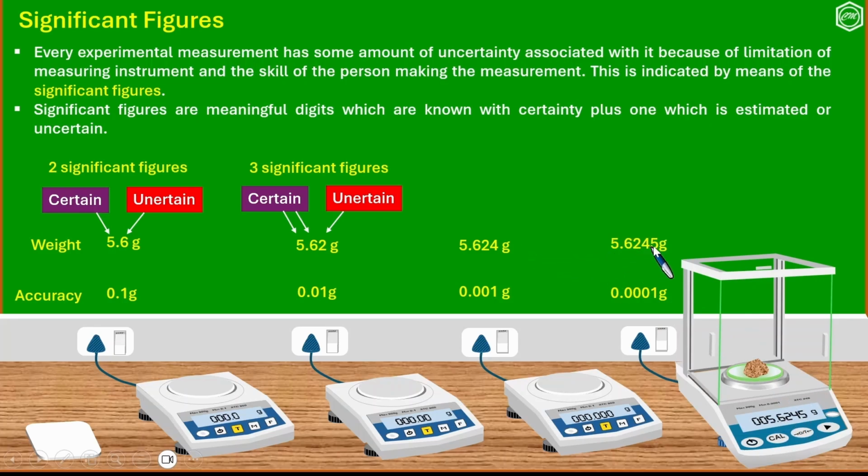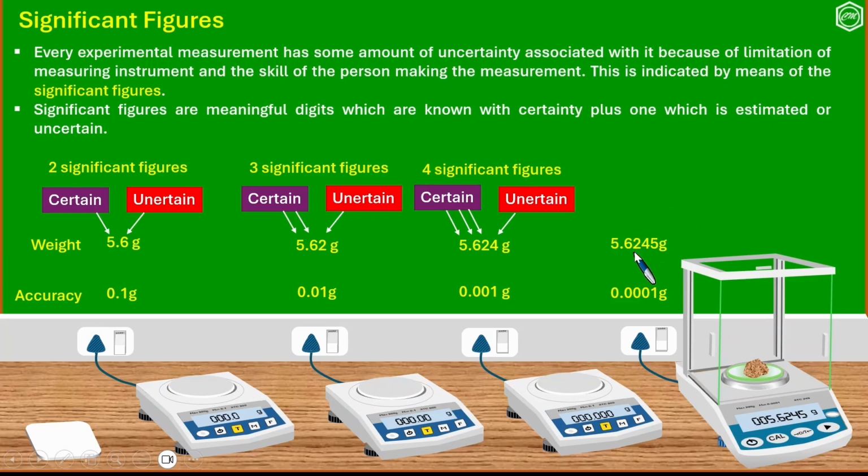That is 5.6245 gram. Coming back to the third weight, in this case 5, 6 and 2 are certain. But digit 4 is uncertain because there is one more digit beyond that. So 4 is uncertain or estimated. So the number of significant figures are meaningful digits which are known with certainty plus 1 which is estimated or uncertain. So in the third way, the number of significant figures is 4.